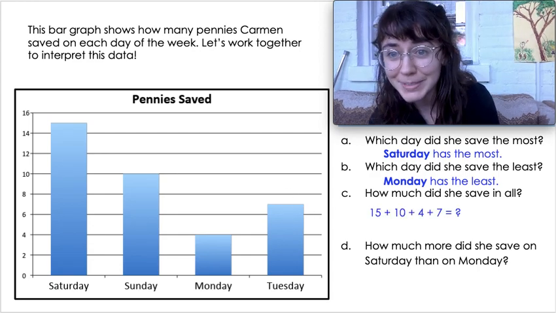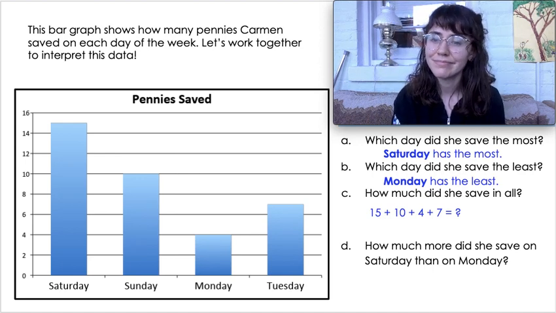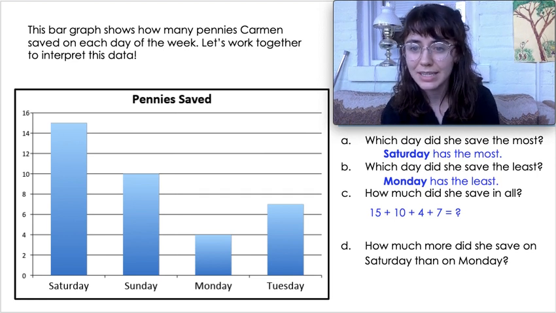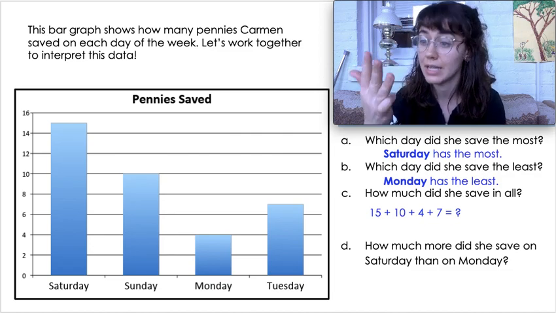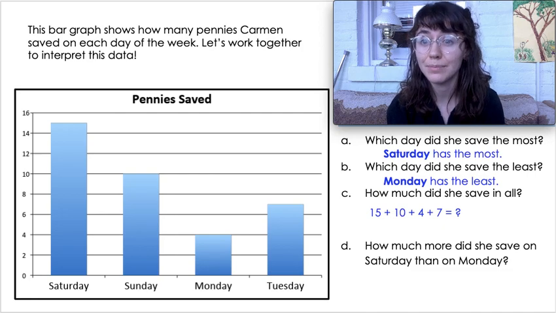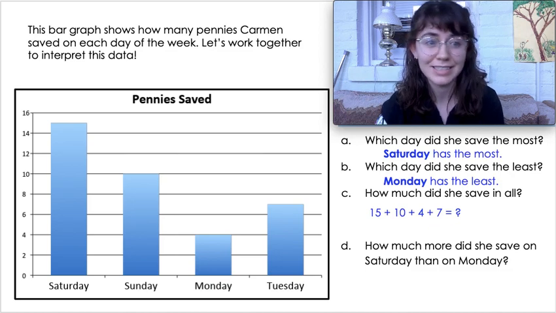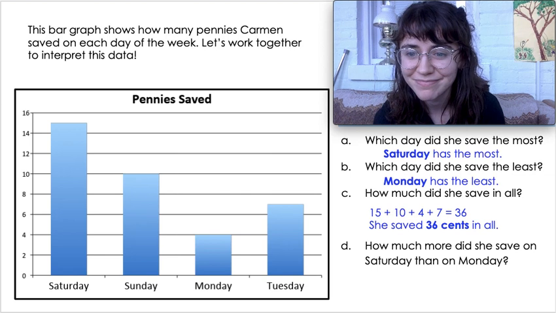So write down this number sentence and let's solve it. 15 plus 10 is 25. 25 plus 4 is 26, 27, 28, 29. And then 29 plus 7, well, one more to 30, so 30 plus 6 is 36. So she saved 36 cents in all.